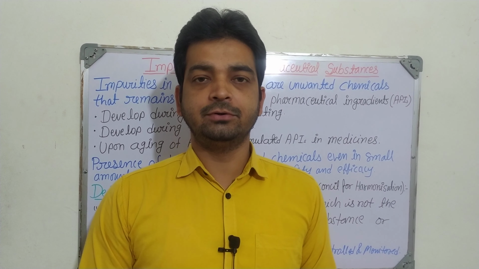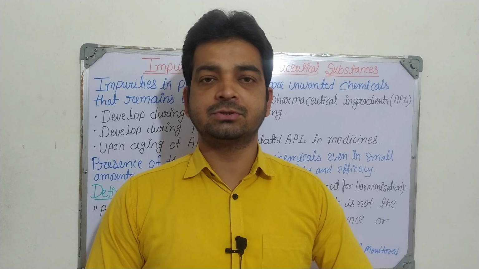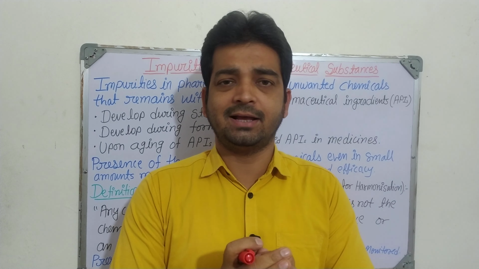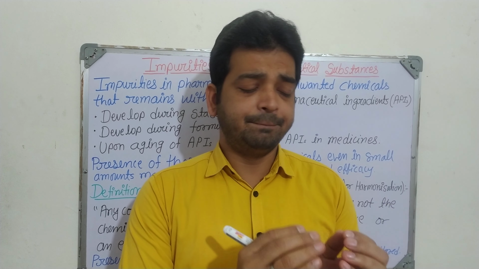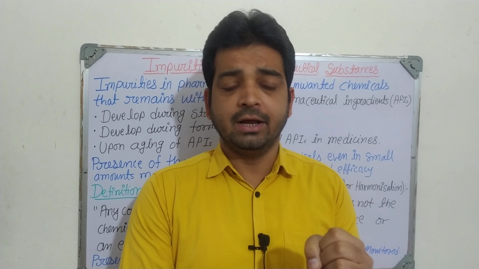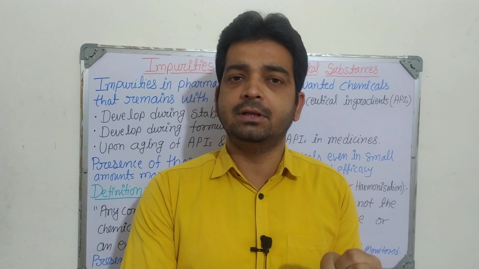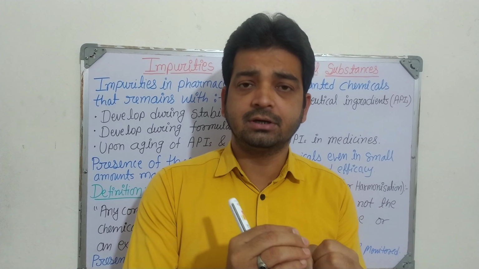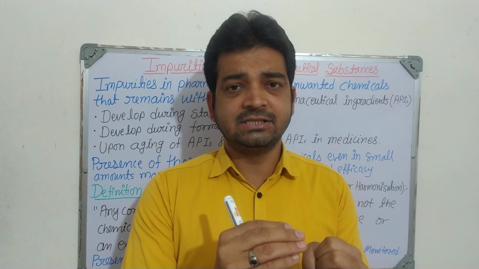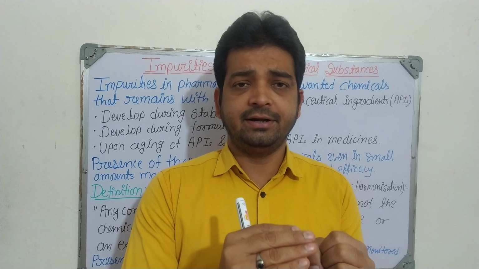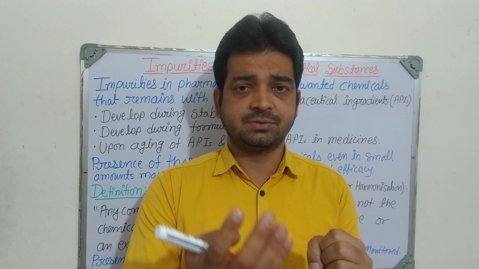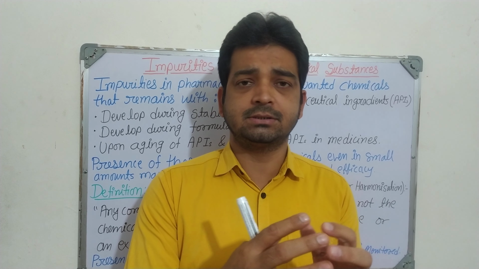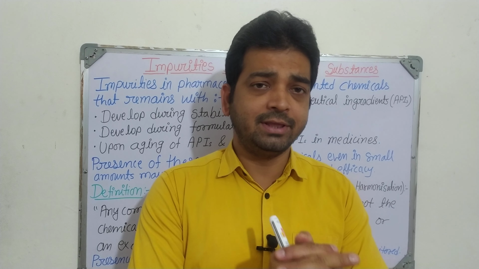Hello students, now we are going to discuss the impurities in pharmaceutical substances. When we talk about pharmaceutical substances, these are nothing but medicines or any formulations. In those formulations there may be the active pharmaceutical ingredient, the active drug. Apart from that, there will be excipients: binding agent, adherent, or if it is a suspension, a suspending agent, if it is an emulsion, an emulsifying agent, and many other excipients.